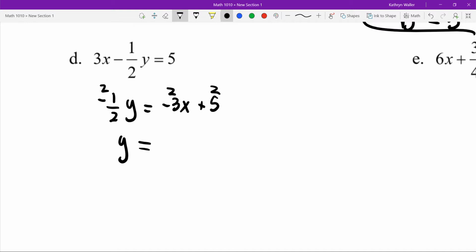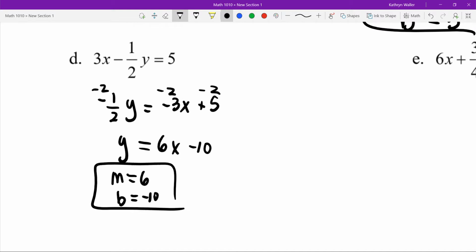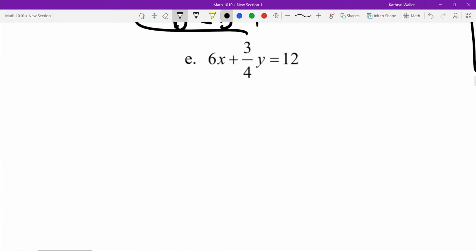Talk to me about that. No, it gives me a negative y, and I don't want a negative y. So I'm not going to multiply by 2. I'm going to multiply by, tell me, negative 2. Good, you guys. Then that gives me a positive y. And then I have a negative 2 times a negative 3x is a positive 6x. And negative 2 times a positive 5 is a negative 10. So now I know that my slope is a 6, and that my b, which is my y-intercept, which is my vertical intercept, is a negative 10. Okay, let's do this one.